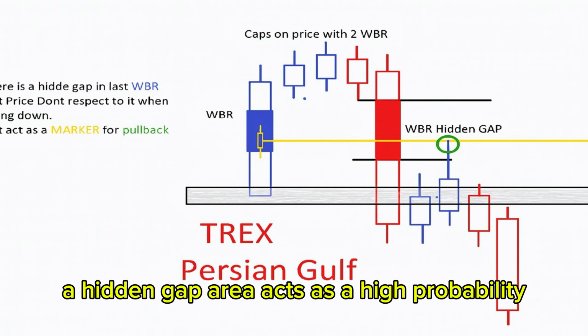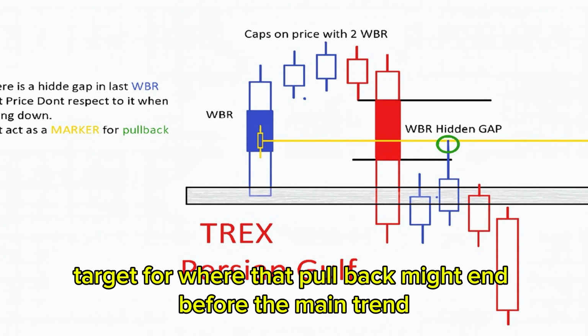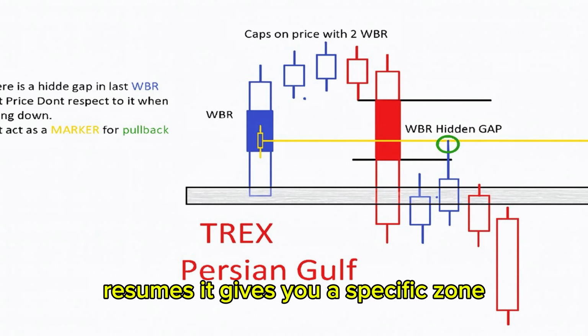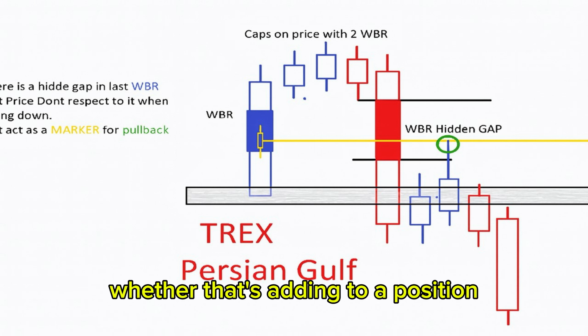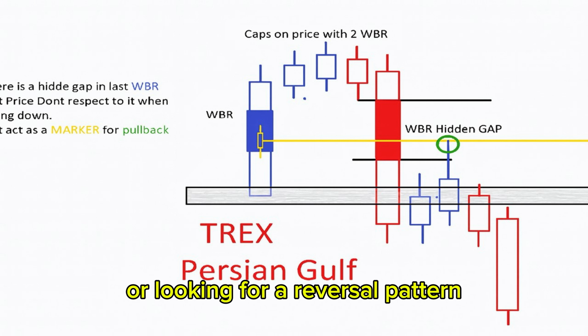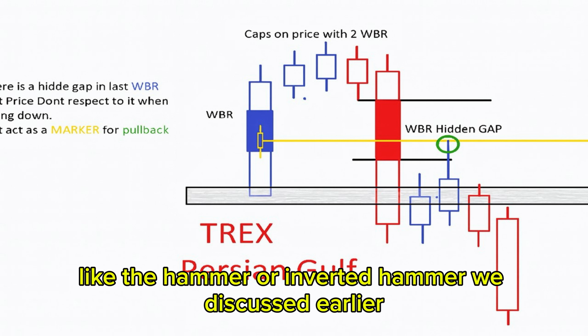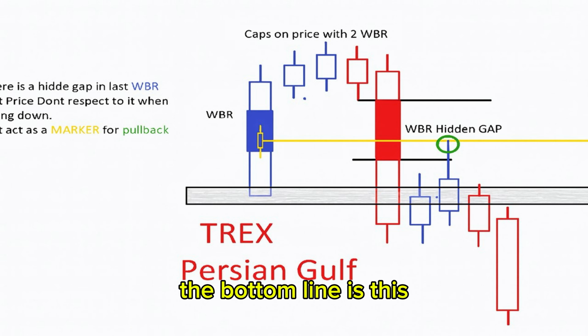A hidden gap area acts as a high probability target for where that pullback might end before the main trend resumes. It gives you a specific zone to watch for your next trading opportunity, whether that's adding to a position or looking for a reversal pattern like the hammer or inverted hammer we discussed earlier. The bottom line is this.